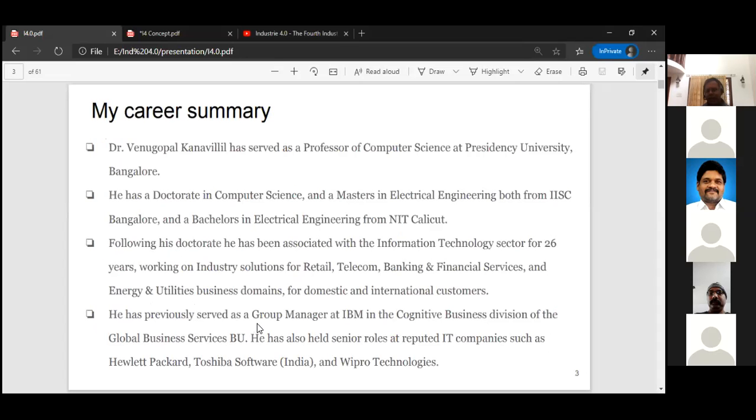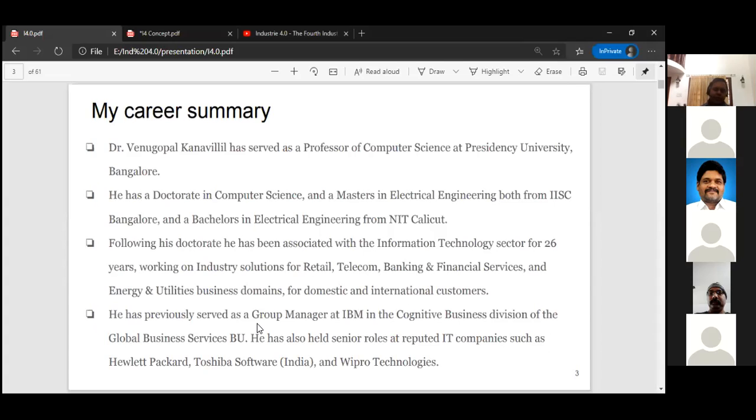So Ebin has already covered this, but I'll just, for the sake of showing it, it's there. I've got a doctorate in computer science and a master's in electrical engineering from IISc Bangalore. And prior to that, a bachelor's in electrical from NIT Calicut. And in those days it used to be called REC Calicut. Now it's called NIT. Ever since that, I've been in industry for close to about 26 years or so. I've worked in various companies, most recently at IBM in Bangalore, at their Embassy Golf Links park, where my office used to be located.